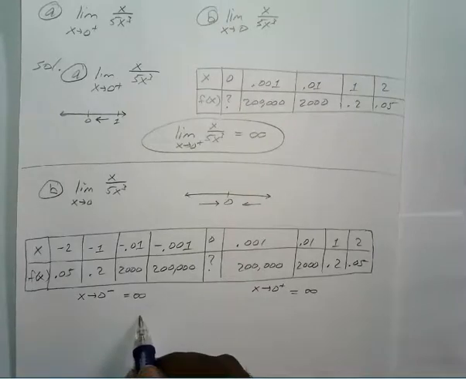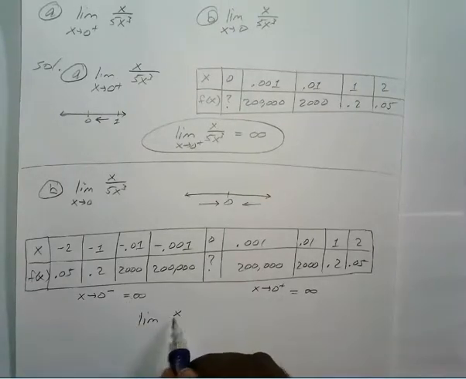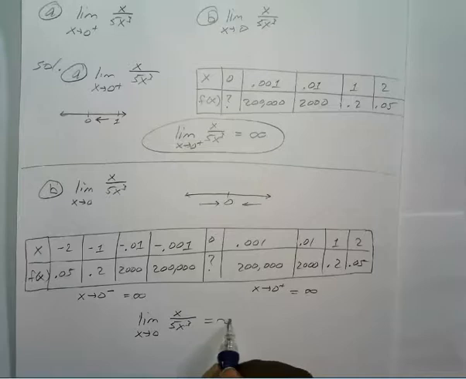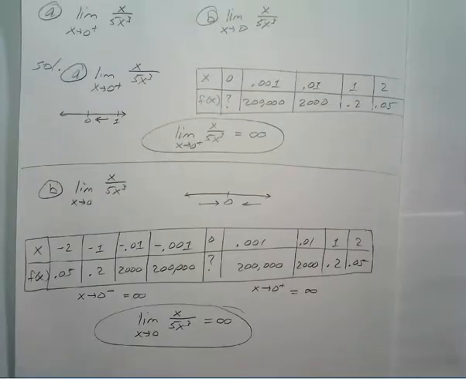Alright, since they're both the same from the left and right, the limit of x over 5x to the third as x approaches 0 is equal to infinity also, same as from the right. If you are still writing, feel free to press pause, but we're going to go ahead and move on to our next example.